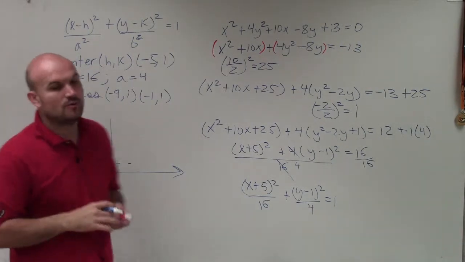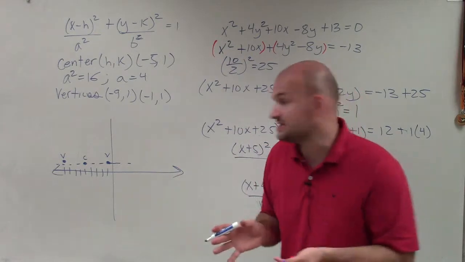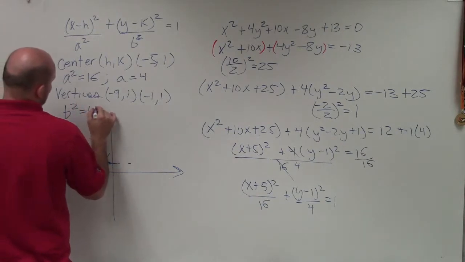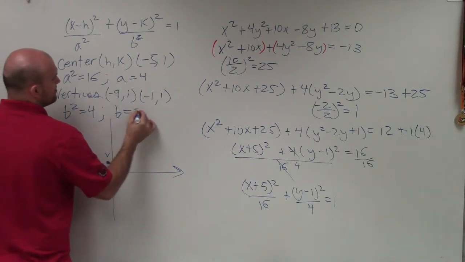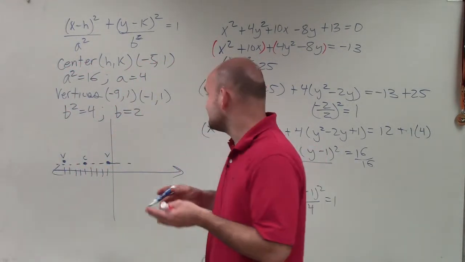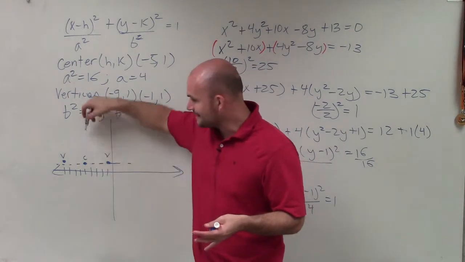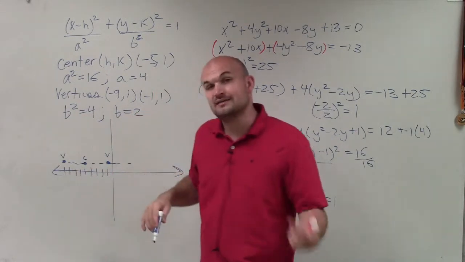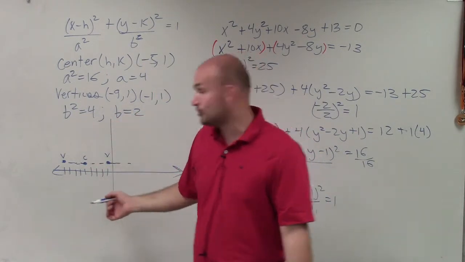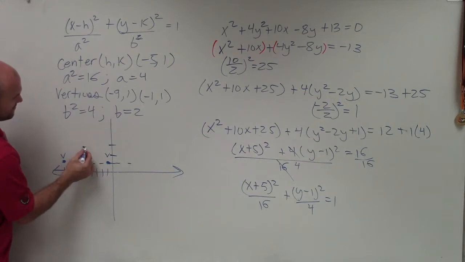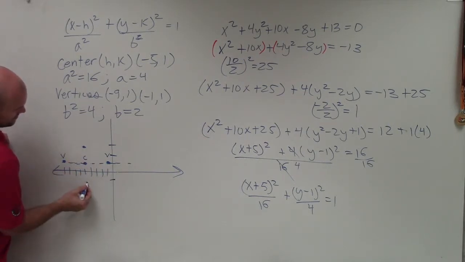The next thing is we need to determine what our co-vertices are. And the square of the distance to our co-vertices is 4. So we know that b squared equals 4. So therefore, taking the square root of both sides, you can say b is equal to 2. Now, similar to the vertices, we're just going to add that to our center. But unlike our vertices, they do not lie on the major axis, but rather they lie on the minor axis, which is perpendicular. So since b is 2, I'm going to go 2 units above and 2 units below. And that's my co-vertex and co-vertex.